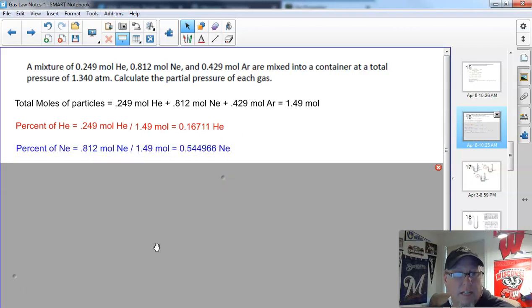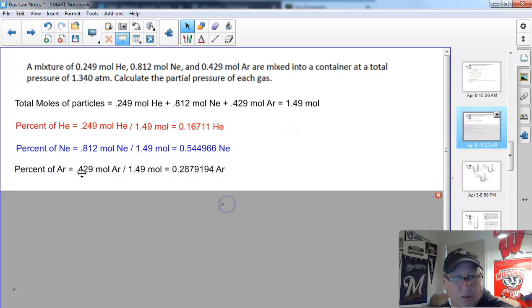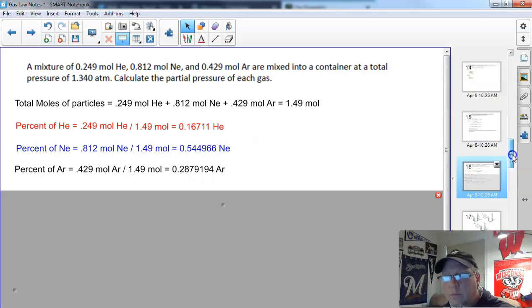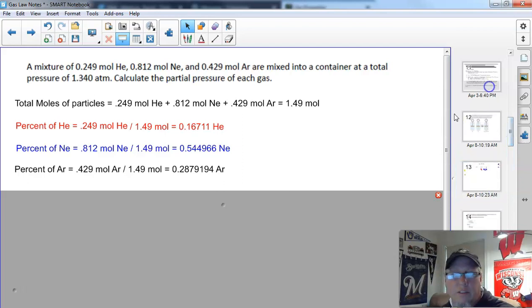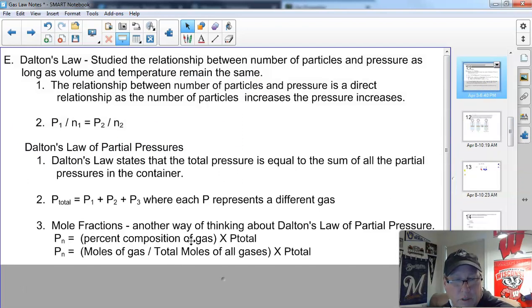What's the percent of neon? Take the amount of neon, that's what we're interested in, divided by the total. This is the percent of particles that come from neon. What's the percent of argon? Take what you're interested in, divide by the total. This is the percent that comes from argon. Now that I know those, I can kind of apply this little formula. Take the percent times the pressure total.